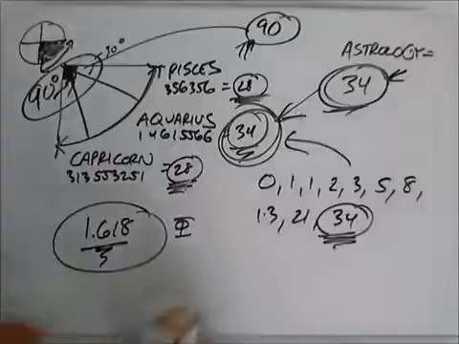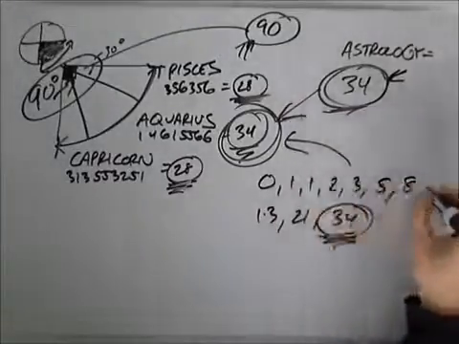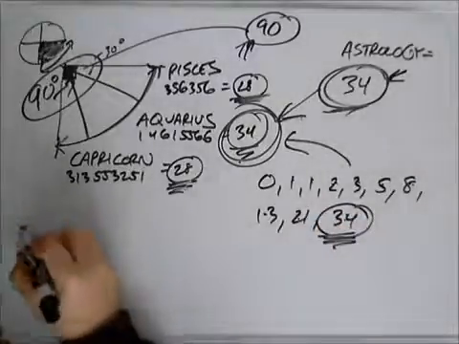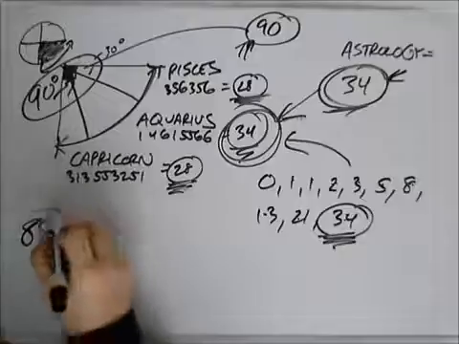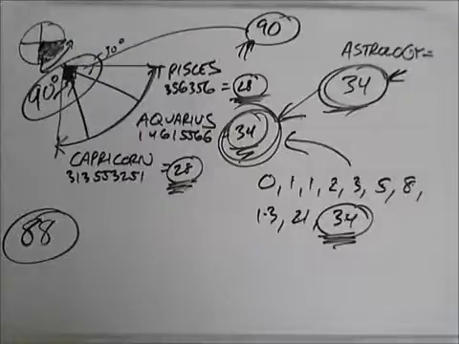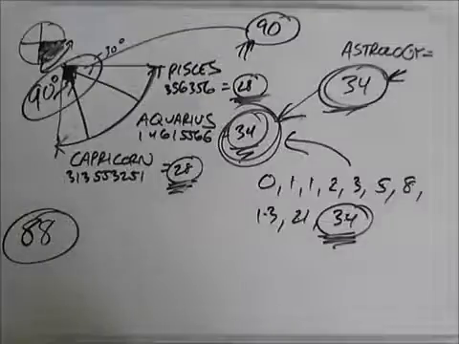Why else is this important? 0 plus 1 plus 1 plus 2 plus 3 plus 5 plus 8 plus 13 plus 21 plus 34 is 88. There are 88 keys on a grand piano. Now, this is basically the range that human beings can hear at. It's 7 1/3 octaves, and there's 88 keys there.